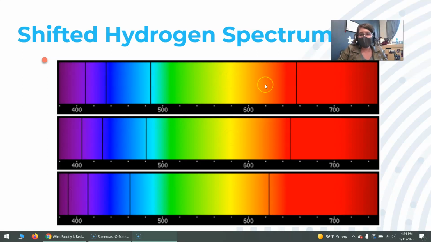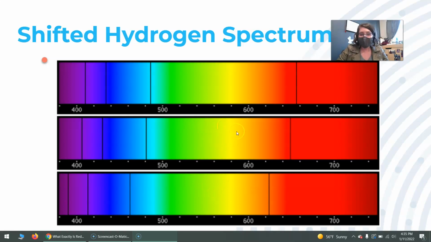Here is a shifted hydrogen spectrum. So the middle one is the normal one. This is how it's supposed to look if it's not moving at all, like if we look at it on Earth. But if we look at it in space, we can tell if it's moving away from us because everything is a little bit redder. And when I say redder, I mean like the purple looks more blue now. Okay, so everything shifts this way, closer to the red side of the spectrum. And if it's blue shifted because it's moving toward you, then everything is moving towards the blue side.